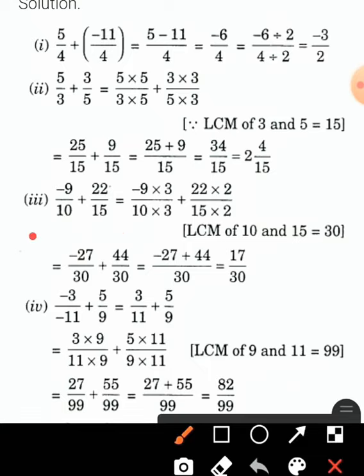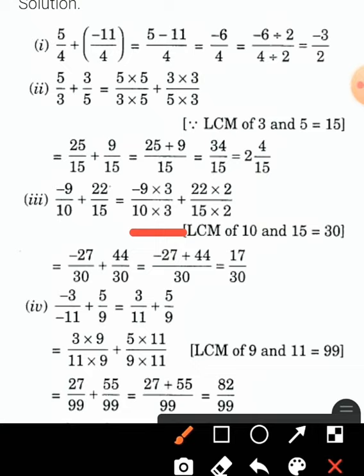So first fraction is minus 9 upon 10. So 10 ko kisse multiply karenge so that it will become 30? So you have to check out the tables. 10 3s is 30. So first fraction we will multiply by 3. Okay, we will multiply both by 3, numerator and denominator both. Jo bhi aap denominator se multiply karoge, that same number you have to multiply with the numerator also. So it will be minus 9 upon 10 into 3. Okay, both we will multiply by 3.